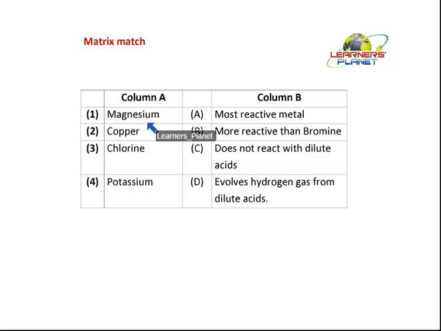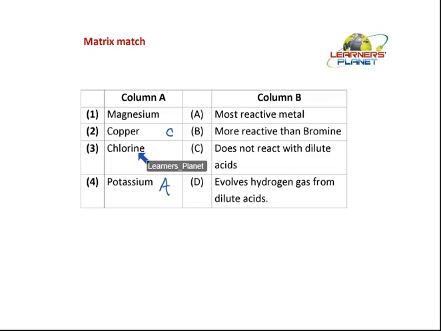It is magnesium, the most reactive metal. Is it? No. Potassium is the most reactive metal. So this will go here. So fourth is A. Now second is copper. Copper, is it more reactive than bromine? There is no comparison because copper is a metal and bromine is a non-metal. So it does not react with dilute acids. So it should be C here.